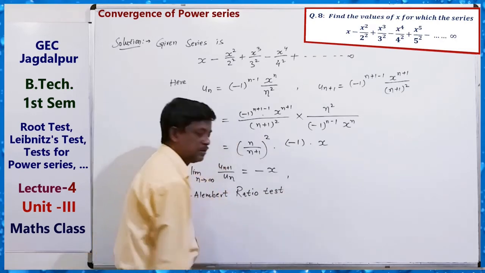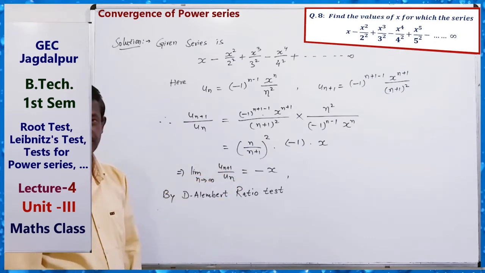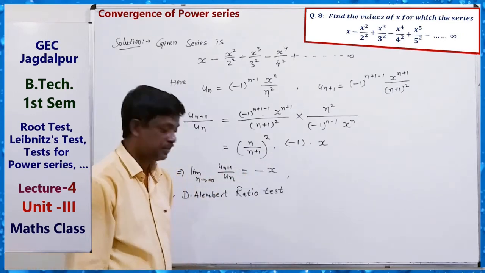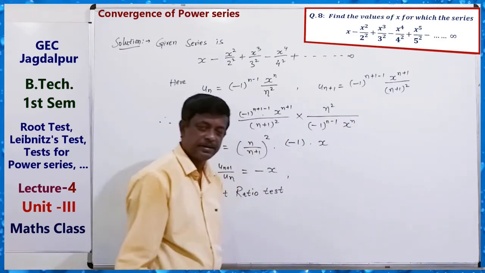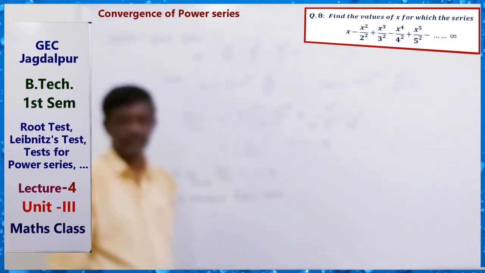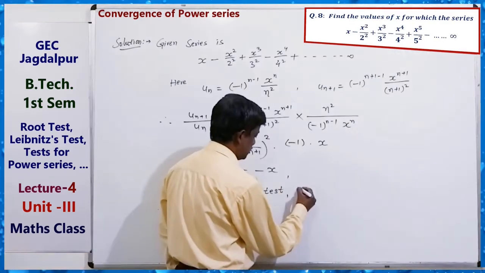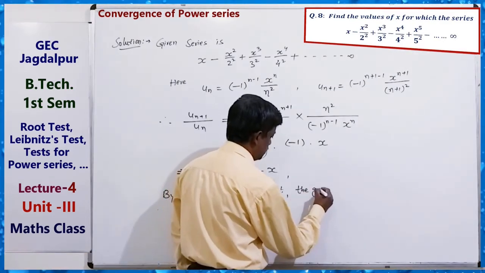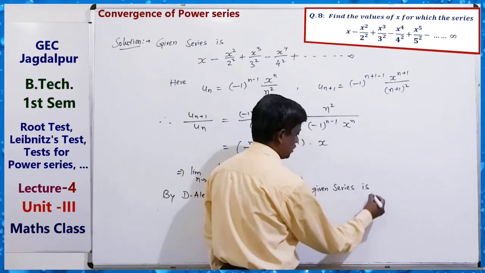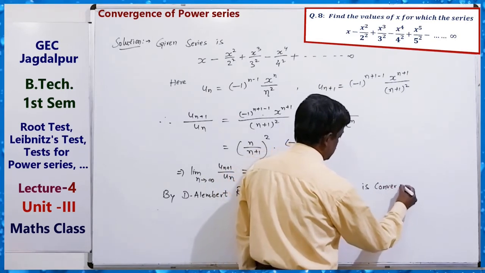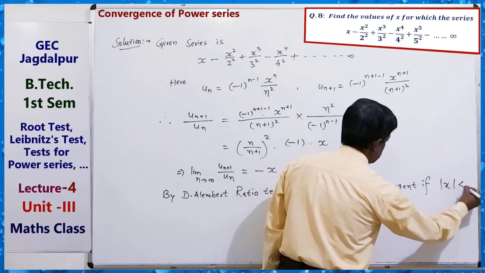By D'Alembert ratio test, this is equal to this. Modulus we can take. So here we can write its modulus value. So by D'Alembert ratio test, the given series is convergent if mod x is less than 1.